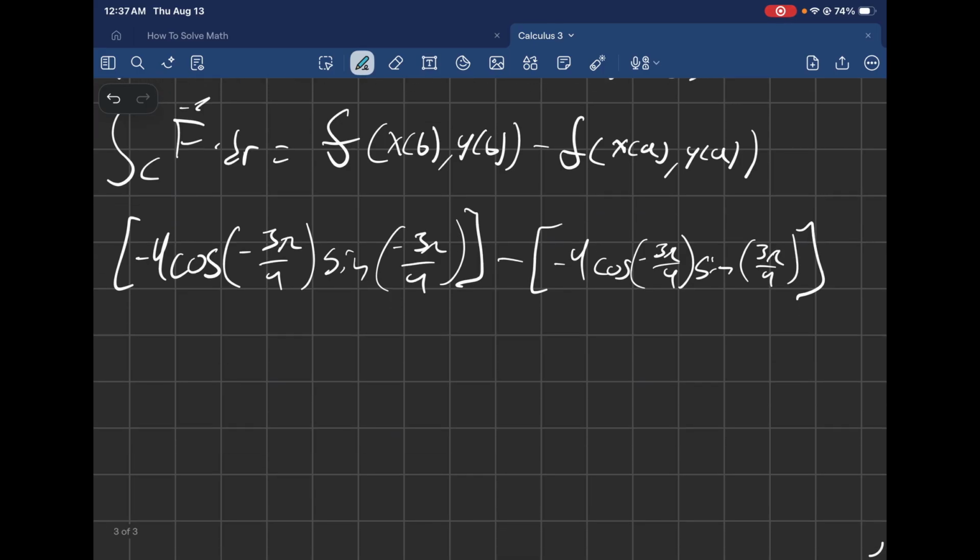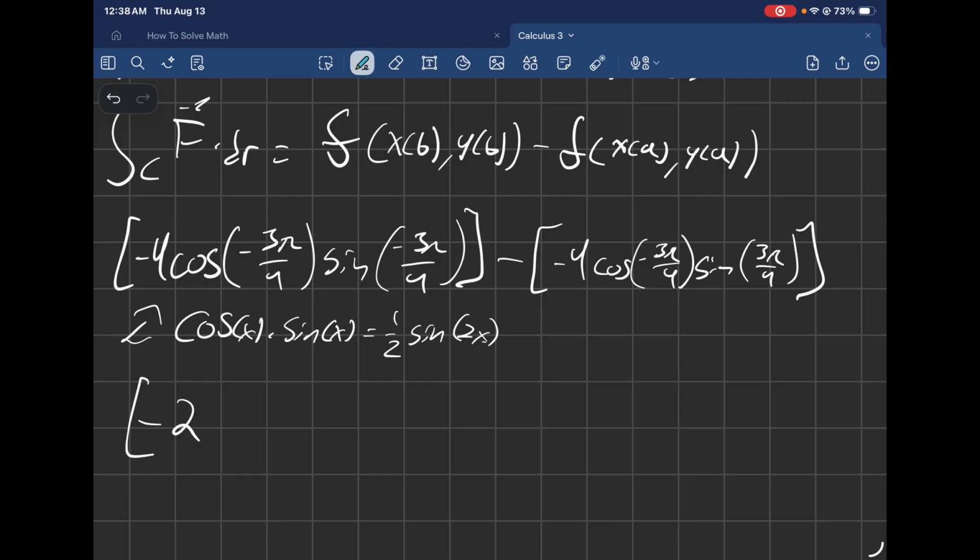Now we could go ahead and solve just like this, but we can also make this easier for us if we recognize that cos of x times sine of x is just equal to 1/2 sine of 2x. So using this identity, we can say that that first part right here with our ending point is the exact same as negative 2 sine of negative 3 pi over 2.